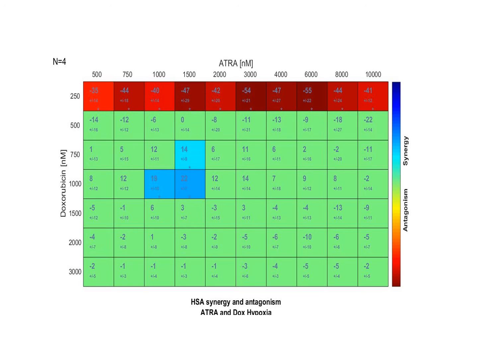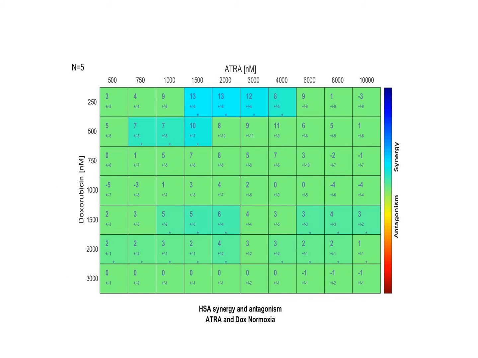Using that software, we generated this first graph. Along the top, you'll see the respective dosing range that we used for ATRA in nanomolar, as well as doxorubicin on the left. At about 1,500 nanomolar ATRA and 1,000 nanomolar doxorubicin, you can see a high synergistic effect in hypoxia. However, in normoxia, where we had an N of 5, it can be argued that there is little to no synergistic effect between doxorubicin and ATRA.